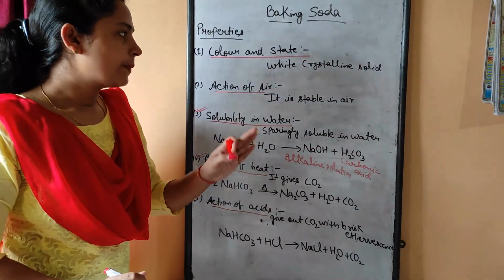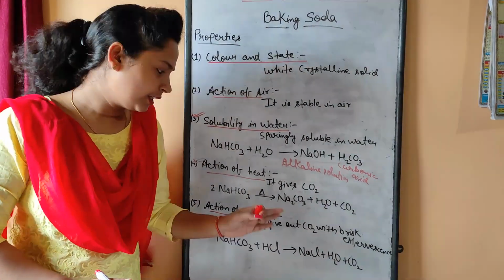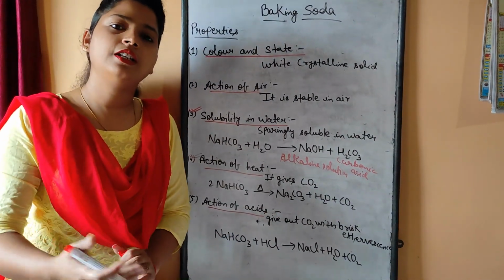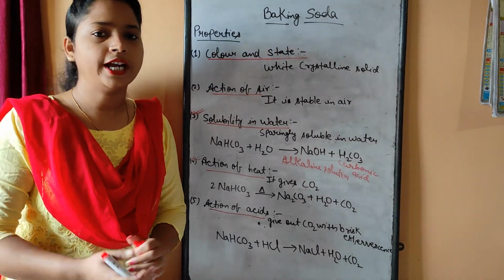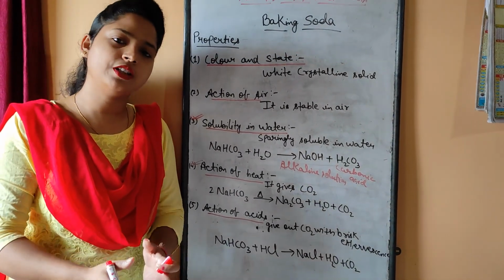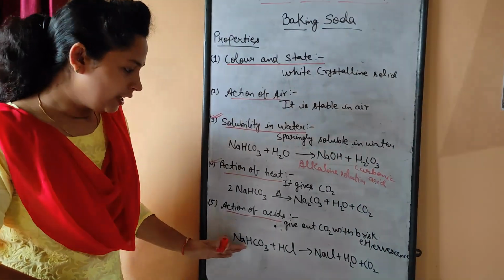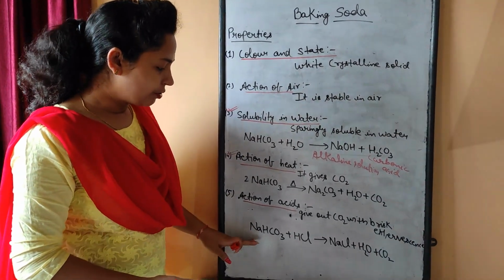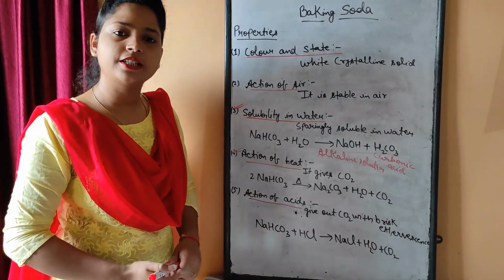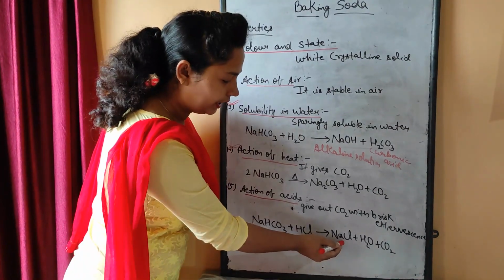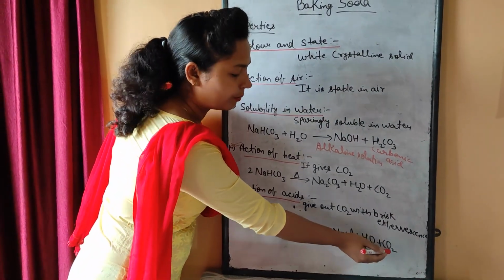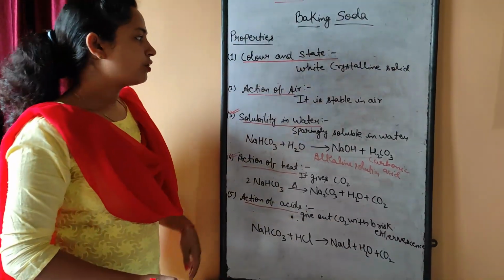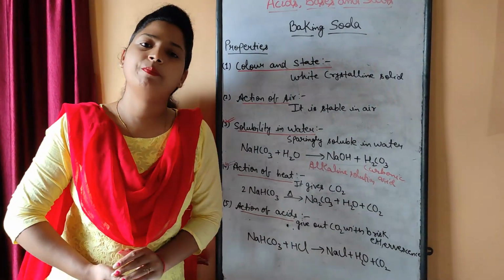So when baking soda reacts with any acid, it will release CO2 and that CO2 is released with brisk effervescence. Here one example is given, baking soda plus hydrochloric acid. This will give NaCl plus H2O plus CO2. So these are the properties of baking soda.